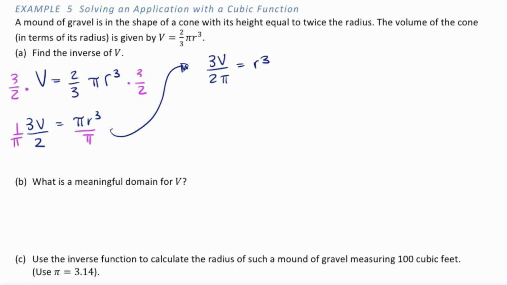Finally, take the cube root of both sides. You'll end up with the cube root of 3V over 2 pi equals r. So now we pop a volume into this function and we get out a radius.